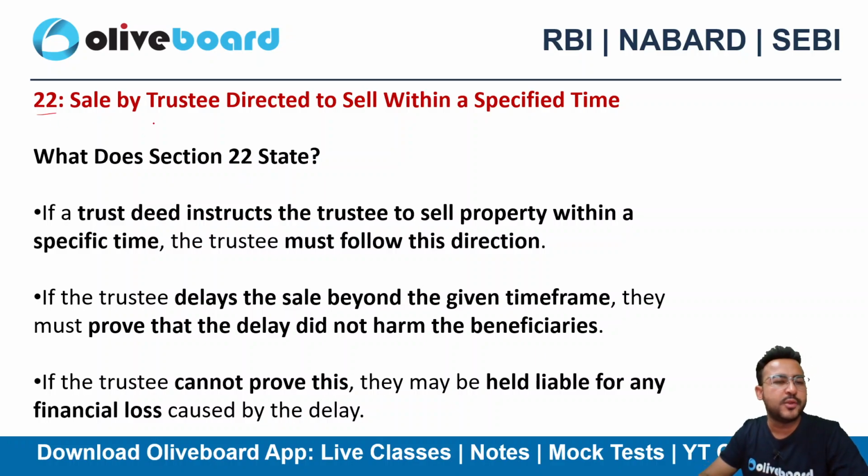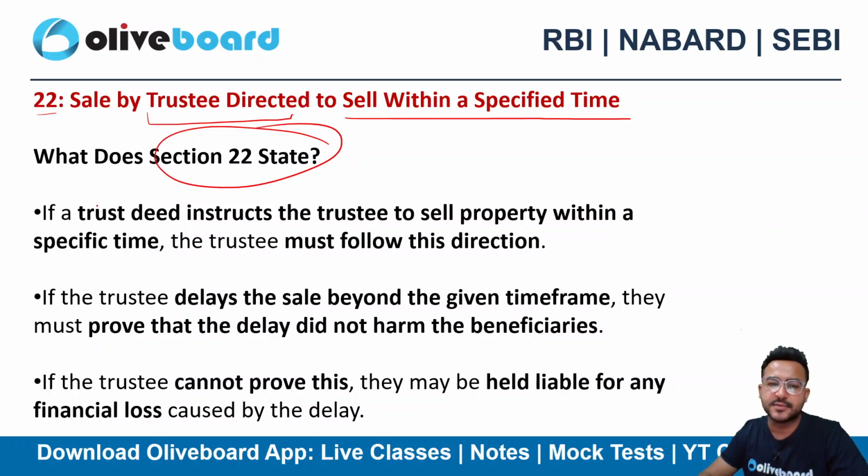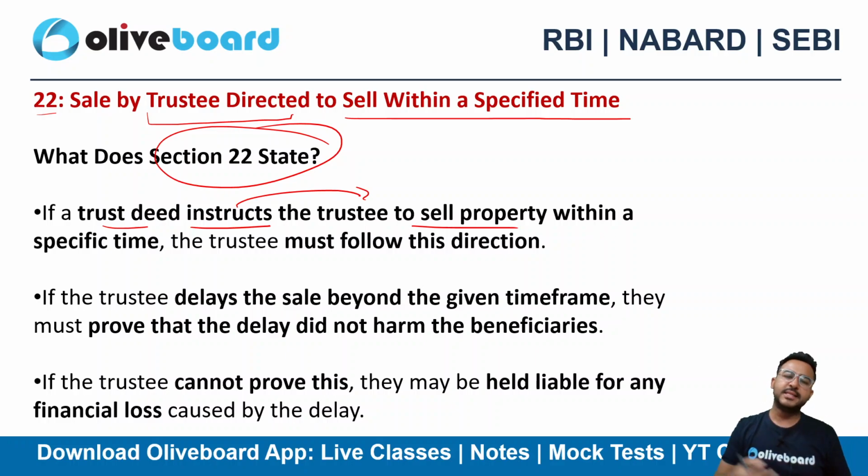Next is section 22. Sale by trustee directed to sell within specified time. What is the whole purpose of section 22? Let's discuss. If the trust deed instructs the trustee to sell a property within a specified time, let's suppose I am the trustee. I am bound to sell a particular thing within a specified time period. In that case, the trustee needs to follow those directions, obviously.